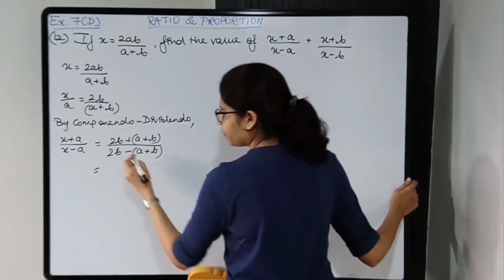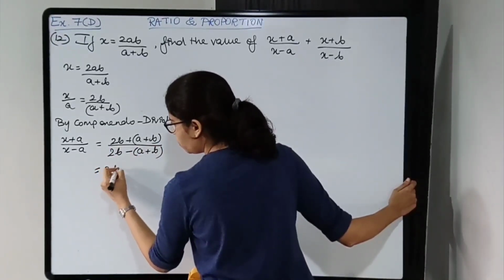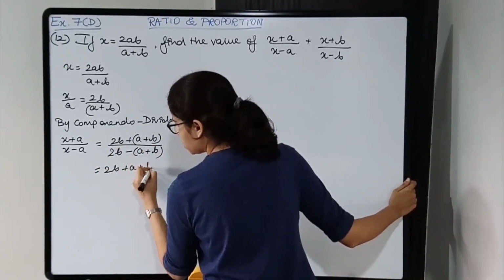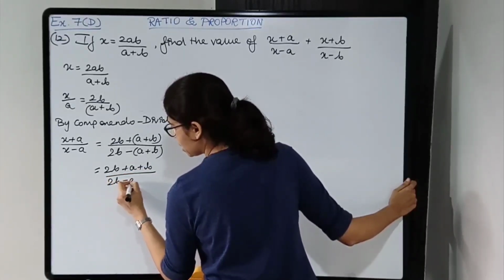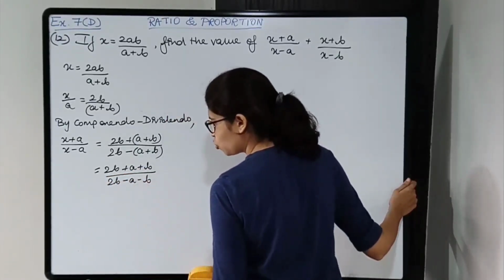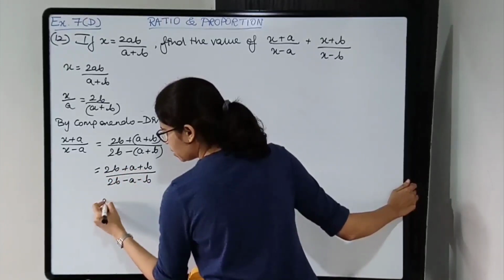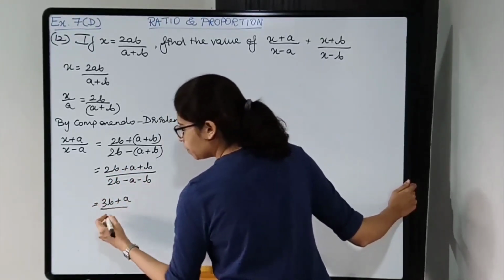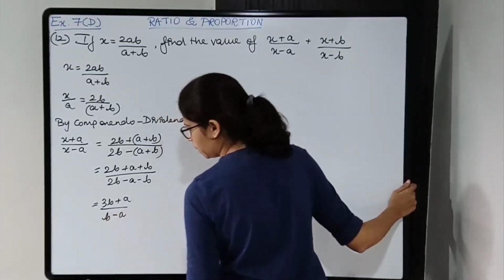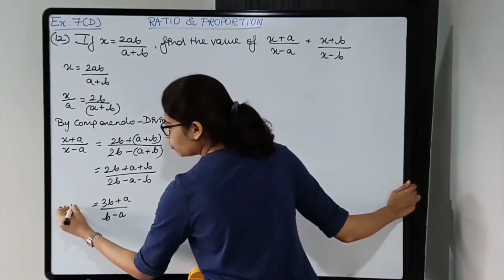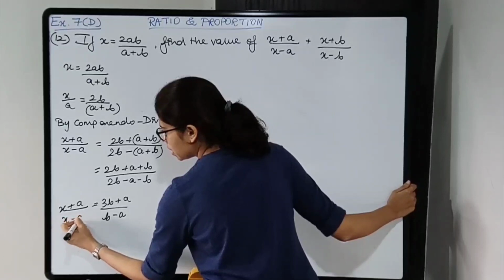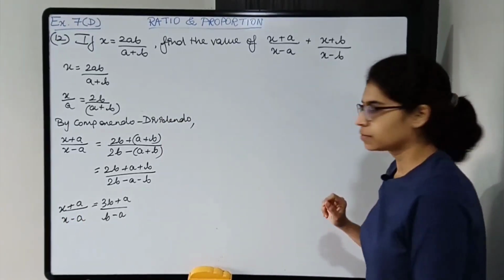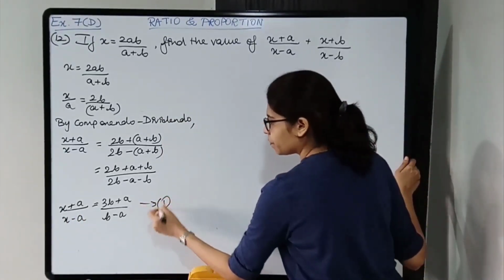So let's open the brackets. 2b plus a plus b upon 2b minus a minus b. The signs will change. 2b plus b gives 3b plus a, and 2b minus b gives b minus a. So you are getting this value for x plus a upon x minus a. Mark this as 1.